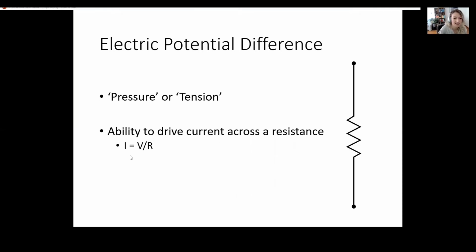Your current, I, is going to be your electric potential difference between 2 points divided by the resistance between them. So the current between these 2 points is going to depend on how much drive there is and how much resistance to current there is.